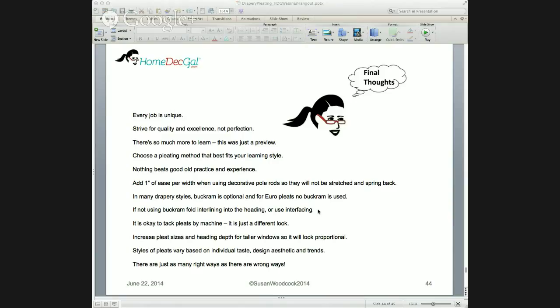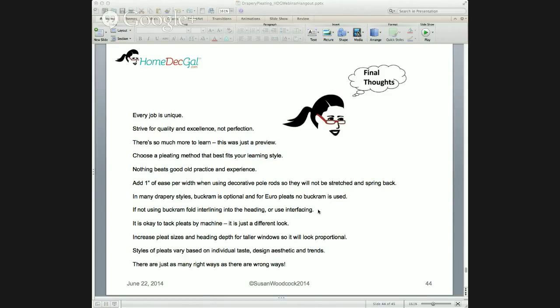Remember that the styles of pleats vary based on individual taste, design aesthetic, and trends. If you are a to-the-trade workroom, different designers might like different types of pleats. I've certainly experienced that. One designer likes a soft pleat that doesn't have buckram and looks a little more casual. Another designer might want the pleats like little soldiers standing at attention. So it really does go on individual taste. You can't say one is wrong because they're not. Just different taste and different looks, and trends, of course, affect all of this.